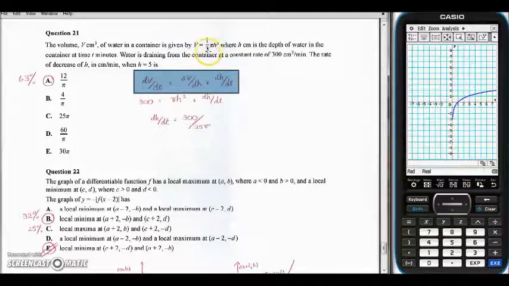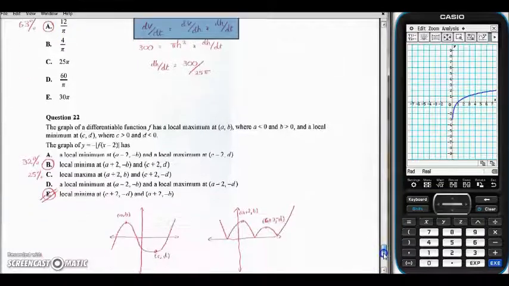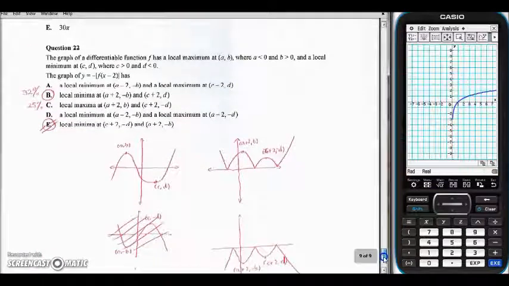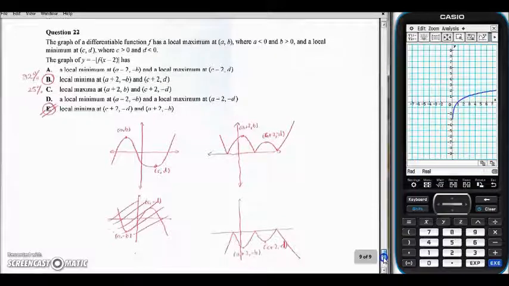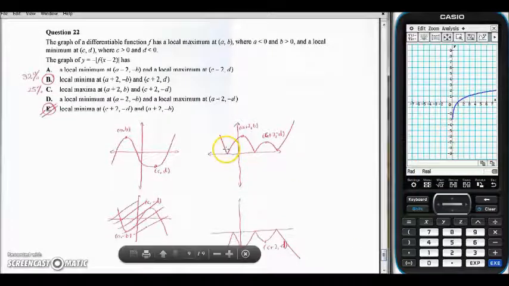If you differentiate 1/3 pi h cubed, you get pi h squared. Leave dh/dt as it is. If we divide that to the left-hand side, we get 300 over pi h squared. We want to know when h is 5. 5 squared is 25. So 300 over 25 pi simplifies to 12 over pi. Okay, last question. Again, this was a pretty tricky one to get your head around, I thought.